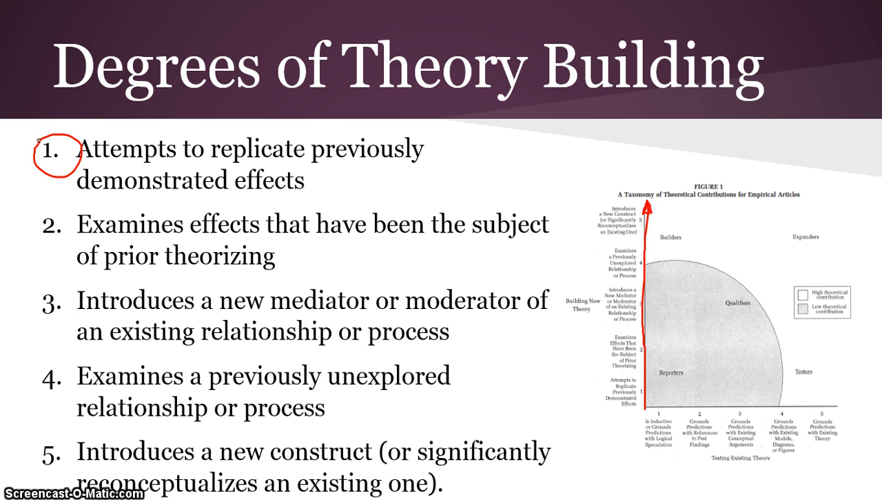All right? So it would be research that was replicating what had come before. This probably means that they were replicating some of the theoretical framework or theoretical explanations as well. At the second level, it would be examining effects that have been the subject of prior theorizing. So trying to figure out if the effects that others had theorized meant certain things still meant that.